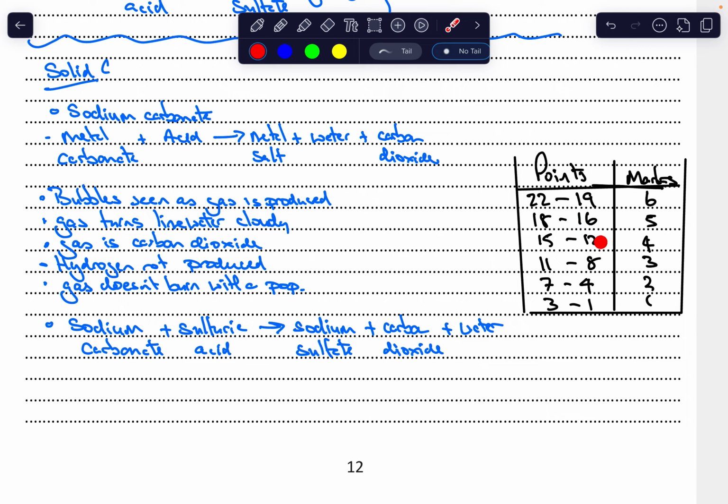4 marks is 12 to 15. So use this to give you how many marks you have got in your answer. Remember, when you do your answer, you can't write it in bullet points. You've got to write your answer in paragraphs so it makes sense and is logical for somebody reading your work.